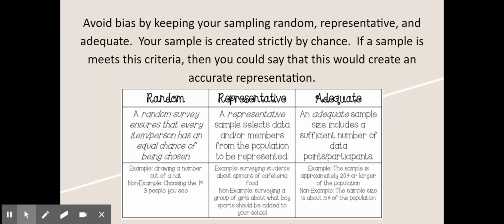So to avoid bias, we want to keep our sampling random, representative, and adequate. And your sample is created strictly by chance. If a sample meets this criteria, then you could say that this would create an accurate representation. So again, it needs to be random, representative, and adequate. Please pause this video to read through or copy down this chart in your notes.